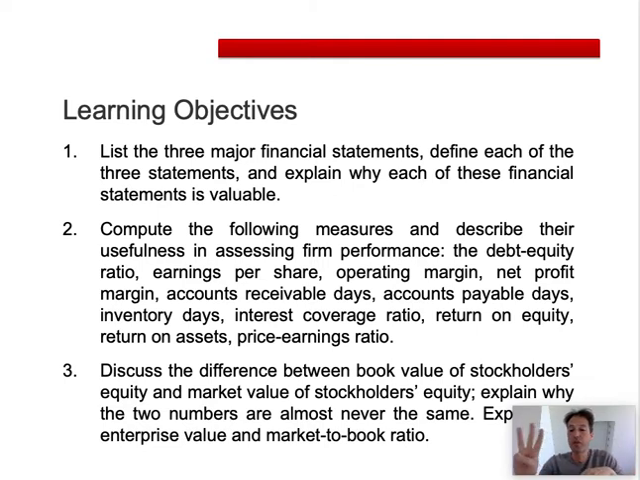Learning objective number three deals with the difference between the book value of the equity and the market value of the equity. You should be able to see the difference between the two and also explain why the two numbers are almost never the same. And related to this topic, you should be able to understand the enterprise value, which is equivalent to the market value of the company, and also that you're able to compute a market to book ratio, which is nothing more than the market value of the equity related to the book value of the equity.